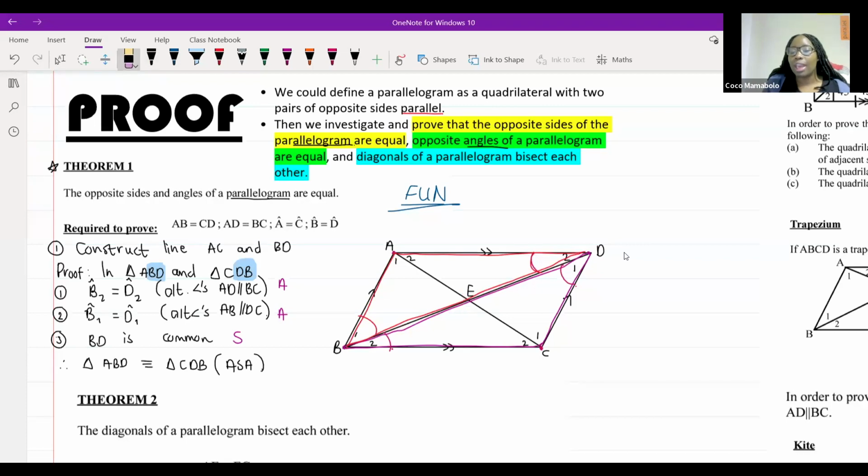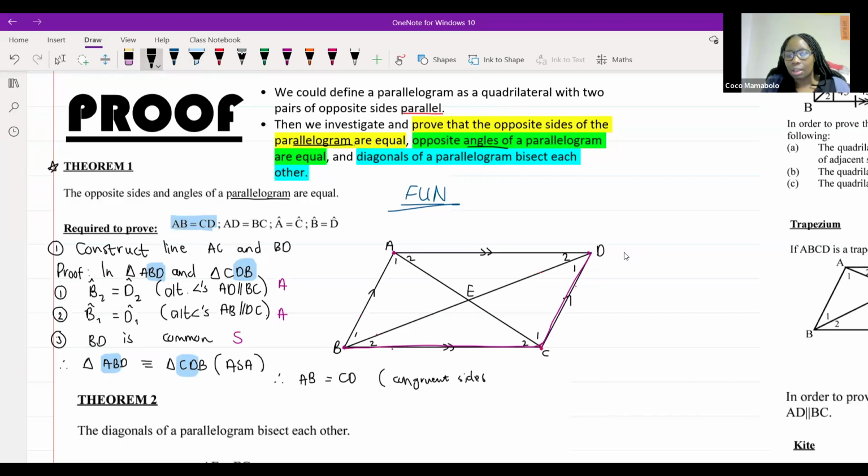Good. Now that we have proven that these two triangles are congruent, which means that they are exactly the same, then my two triangles tell me so much. That tells me that side AB must be equal to side DC, or CD. Do you see that? AB is equal to CD, and we can say it's because of congruent triangles. It's been proved above, they are congruent.